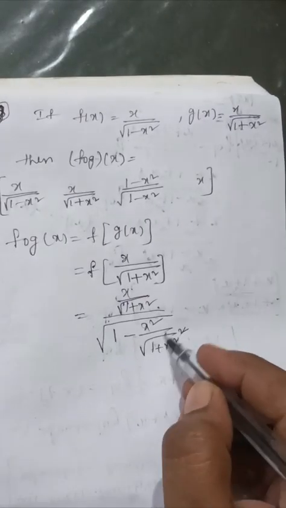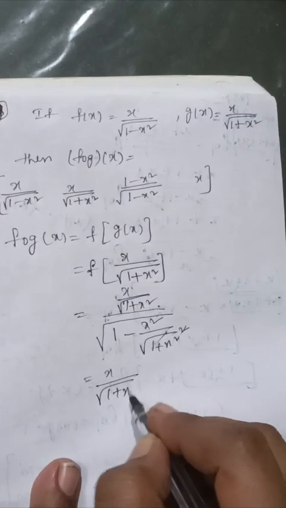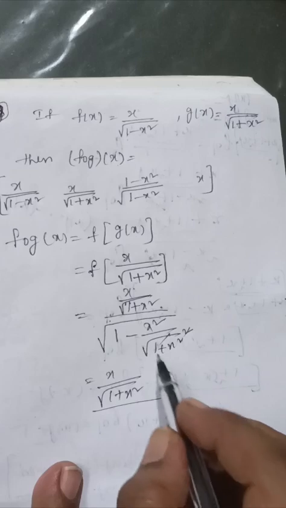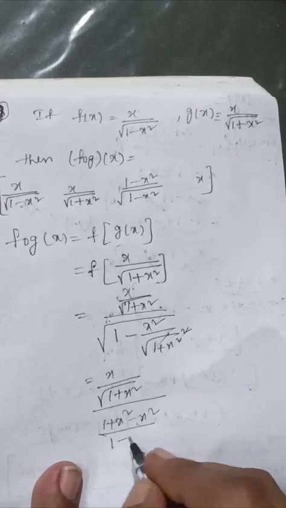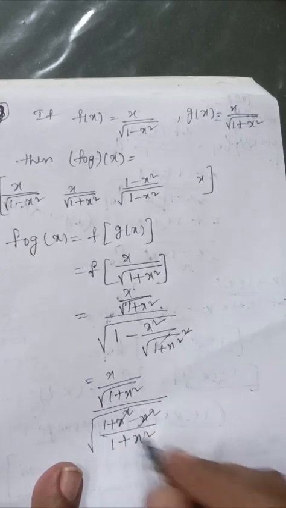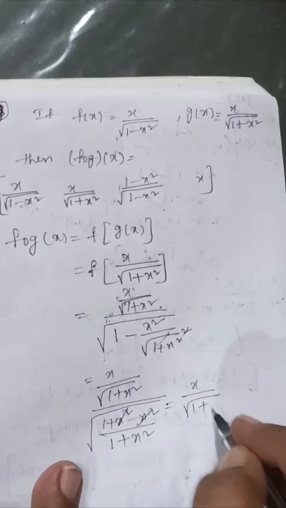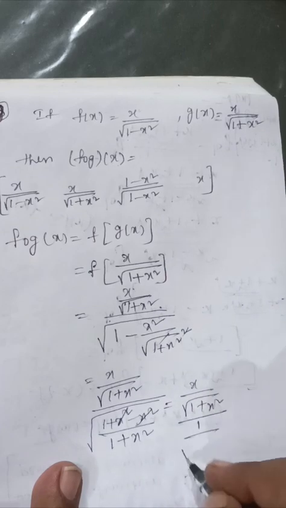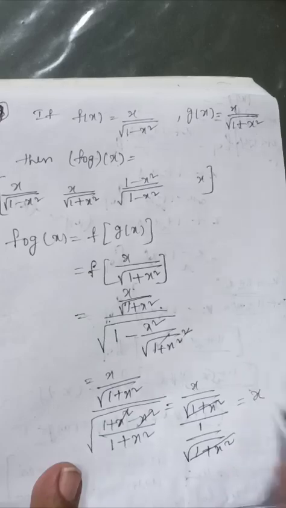Square root cancelled. So x upon 1 plus x square under root, and denominator root is cancelled. So take LCM, 1 plus x square minus x square by 1 plus x square, it is under root. x square is cancelled. So x by root 1 plus x square, by root 1 is 1, 1 plus x square under root. These two are cancelled. x is the answer.